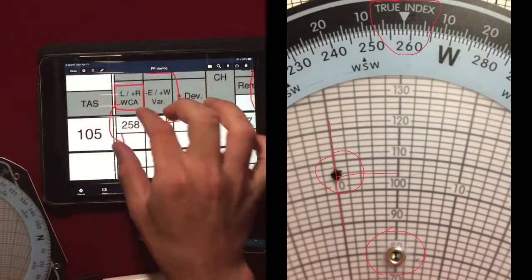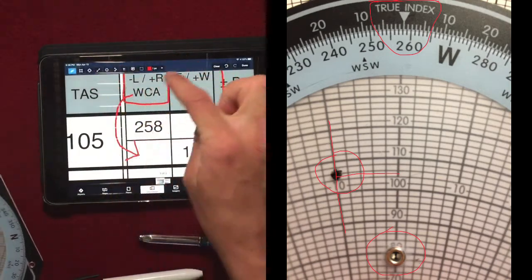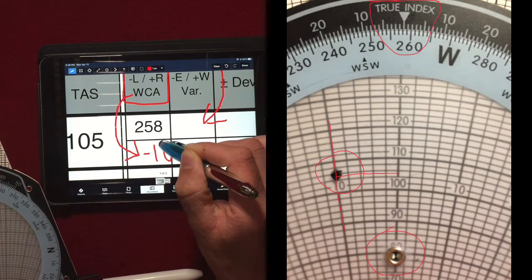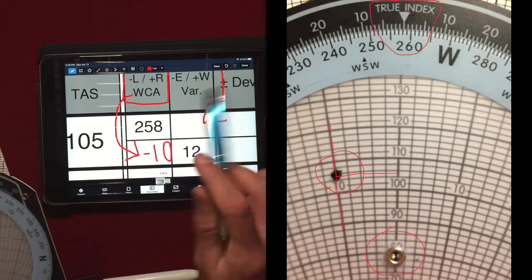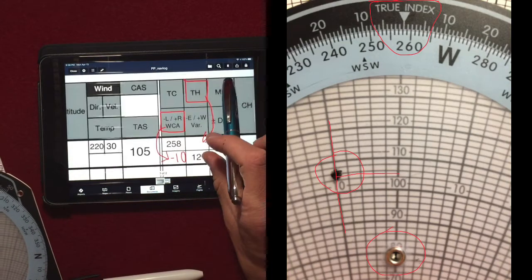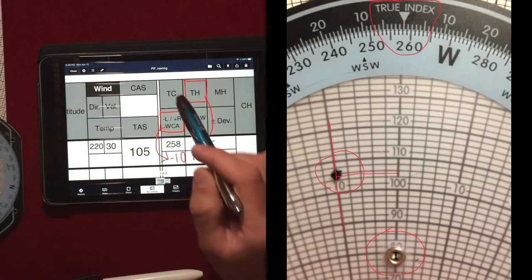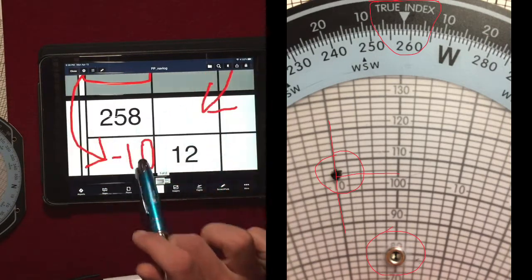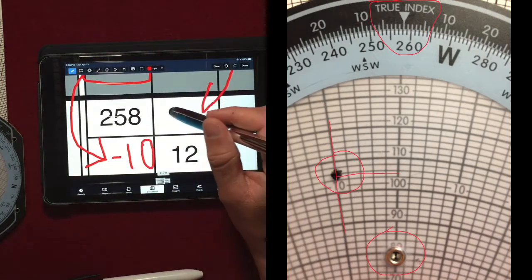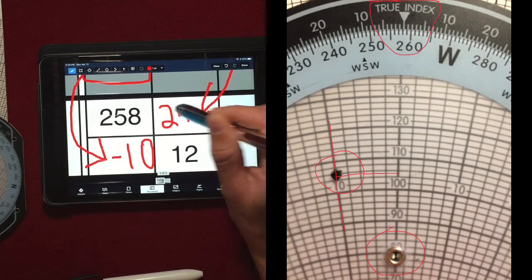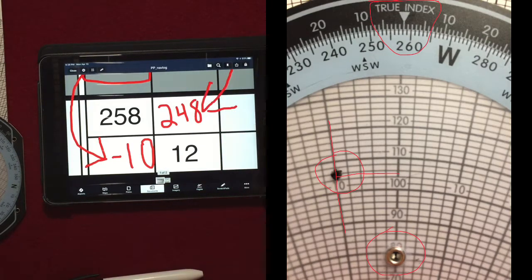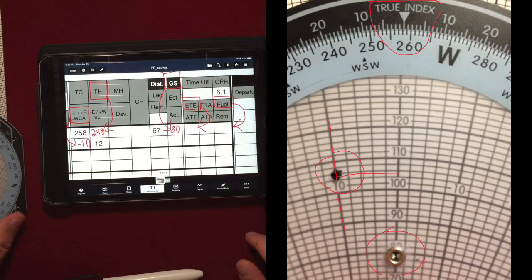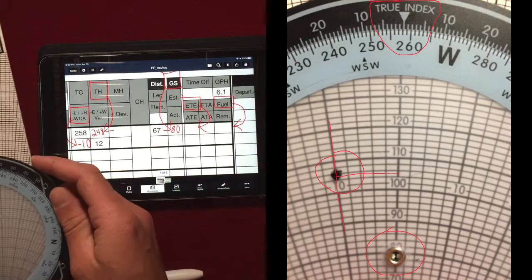So we go over to here to our wind correction angle, and we put minus 10. Then to get our true heading equals our true course plus or minus the wind correction angle. So 258 minus 10 is then 248. We now have our true heading as well as our ground speed. That is all we will use this side of the flight computer for.